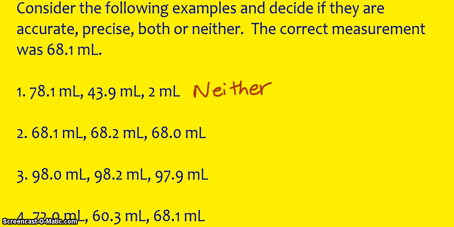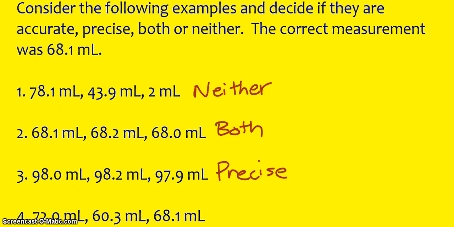Next set is very consistent. They're all within like 0.1 of each other, 0.2, and they're all right around the correct one. So that one is both. The next one, the values are all very close to each other, but there must be some kind of error in the reading of the values. So in this case, it's very precise, but it's not accurate.